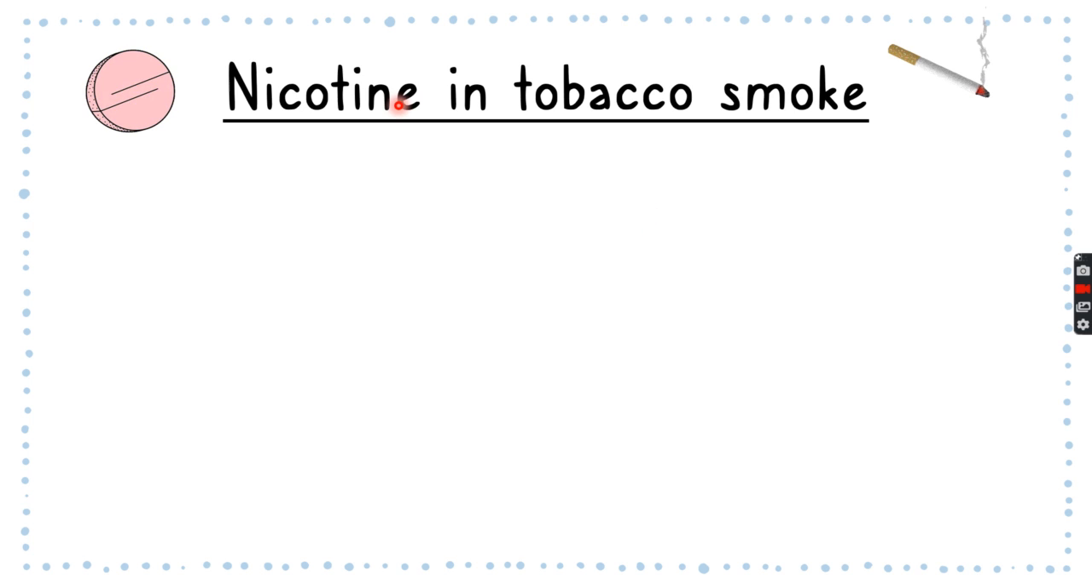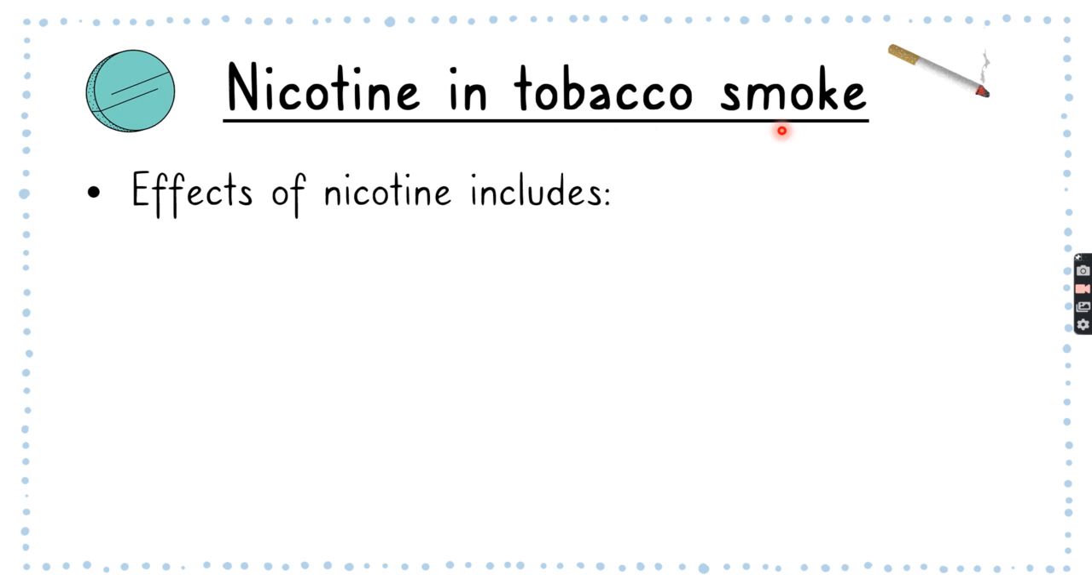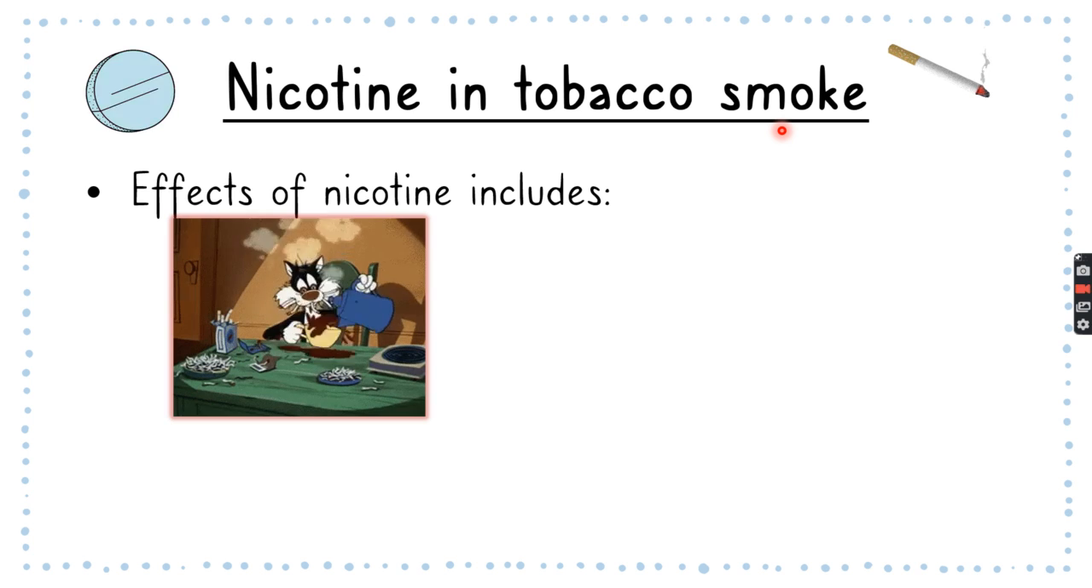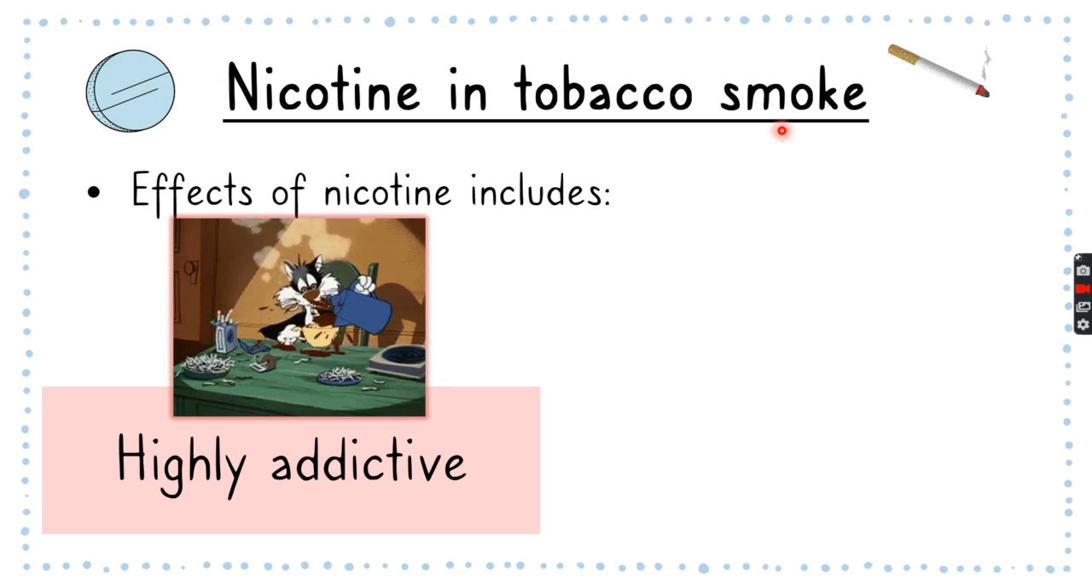Okay, the first component that we're going to talk about is nicotine in tobacco smoke. Effects of nicotine can include the fact that it is very, very highly addictive, and nicotine is the main part of cigarette smoke that causes it to become addictive.